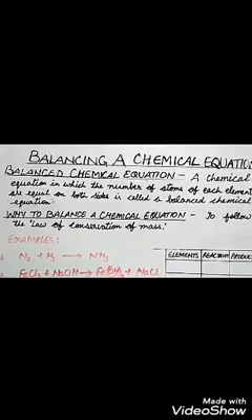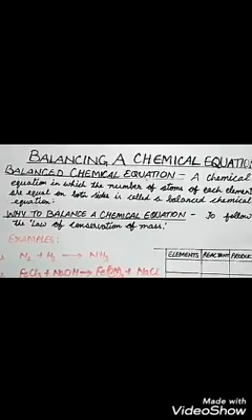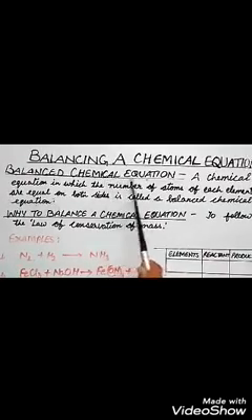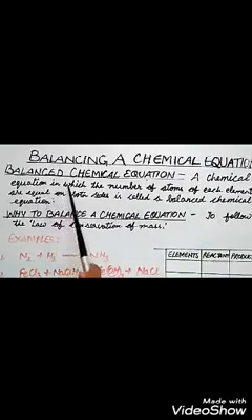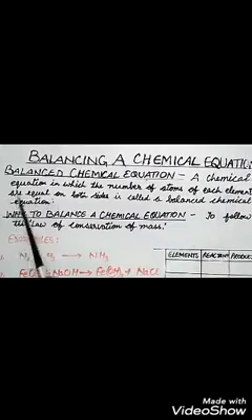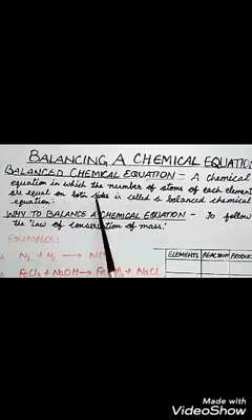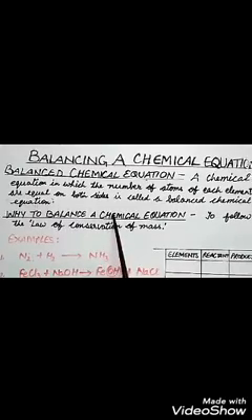Dear students, here I am going to explain to you how to balance a chemical equation. First of all, what is a balanced chemical equation? A chemical equation in which the number of atoms of each element is equal on both sides is called a balanced chemical equation. Why do we need to balance an equation?